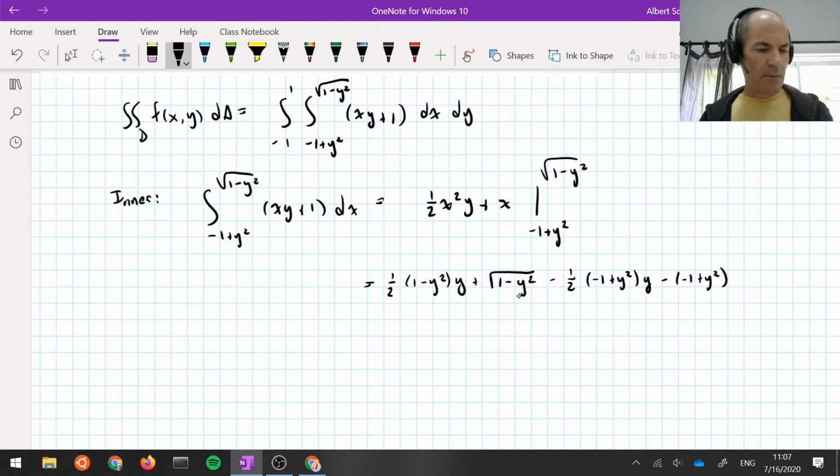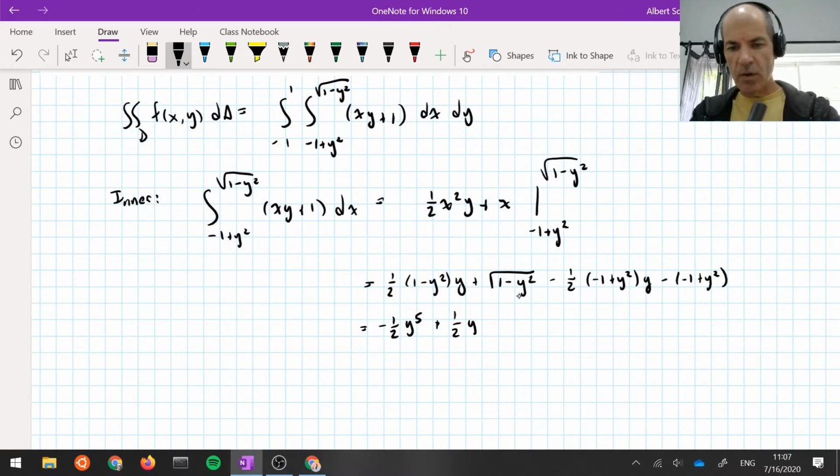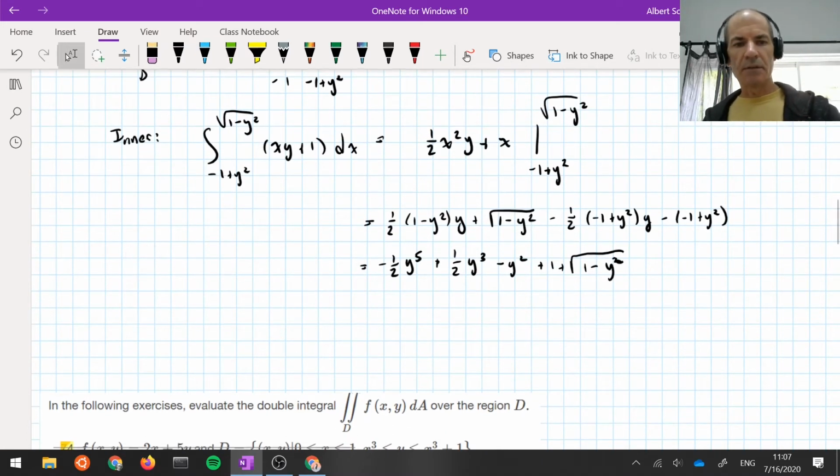Okay, if you expand all of that stuff out and simplify it, I've got this in my notes here just to save time, we get -1/2 y to the 5th plus 1/2 y cubed minus y squared plus 1, and then we have that square root out there, plus 1 minus y squared. This is the result of the inner integral.